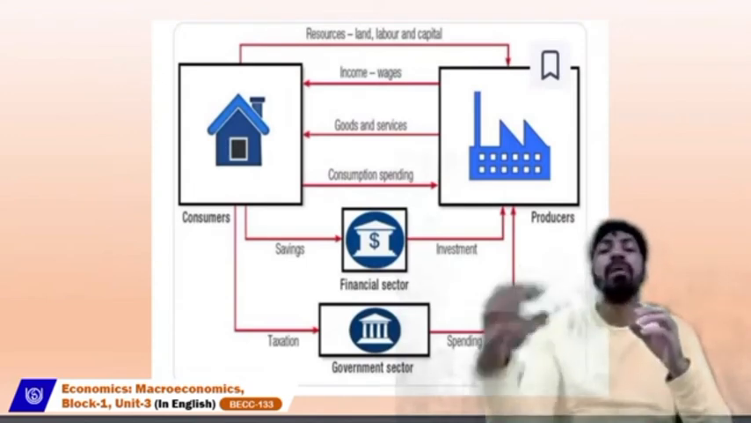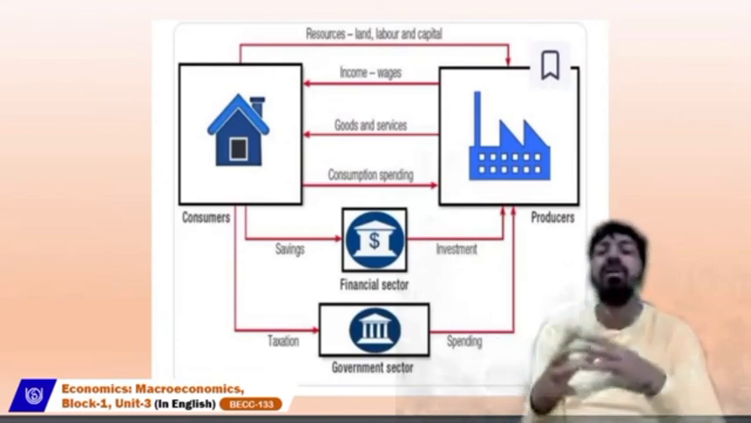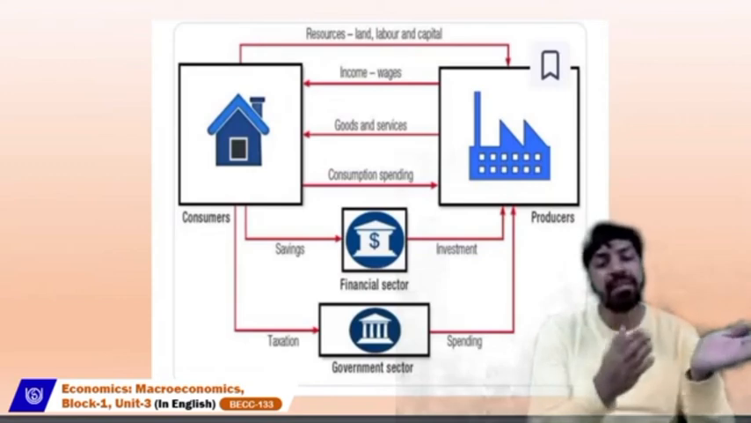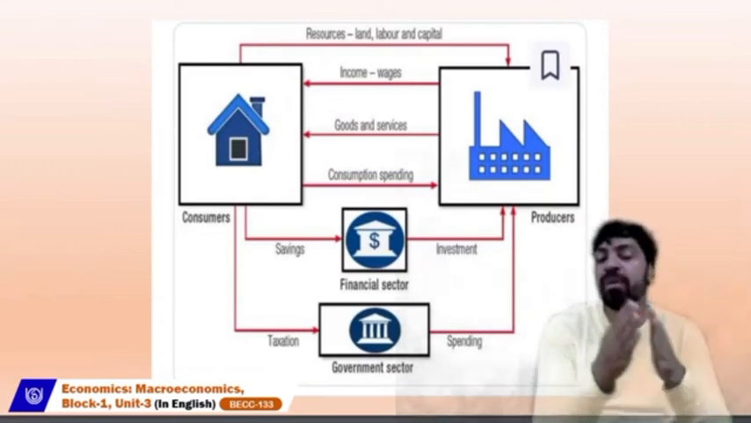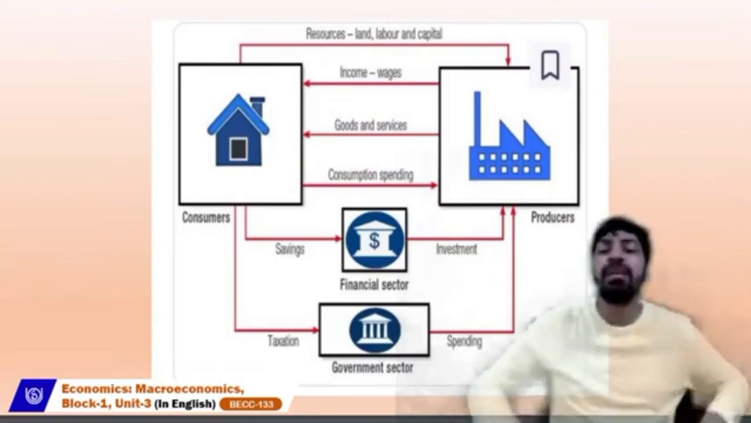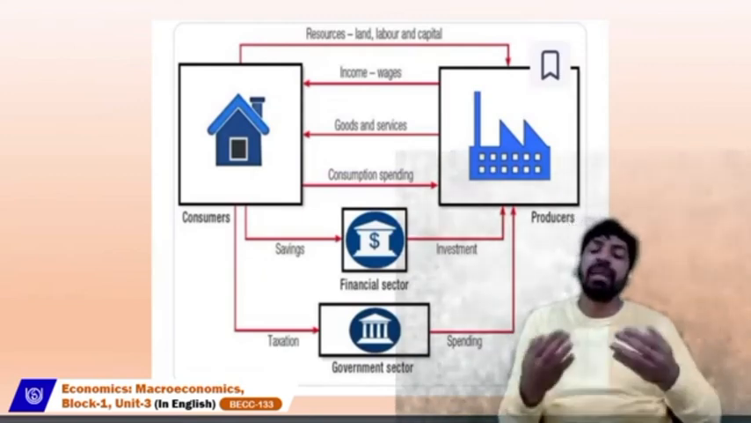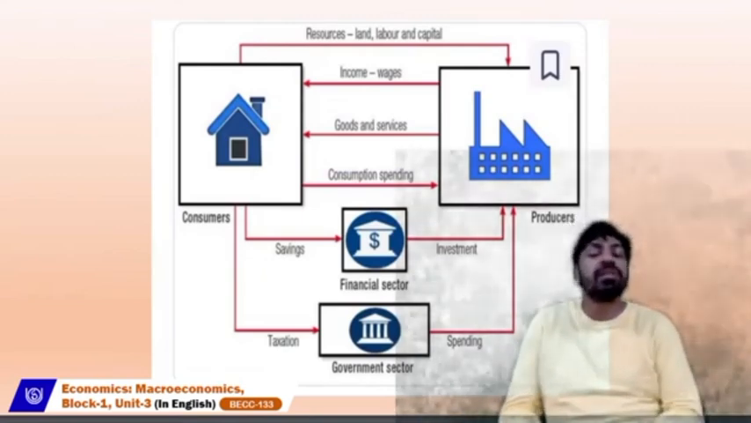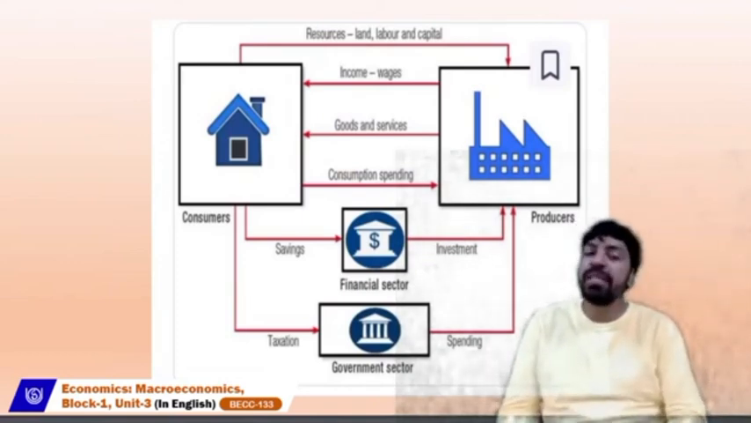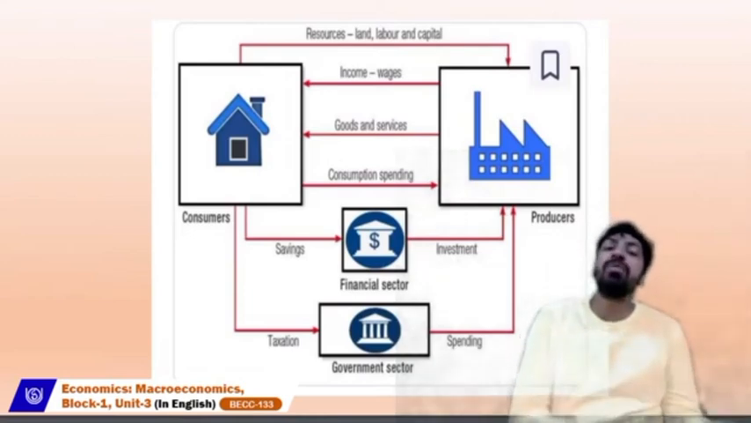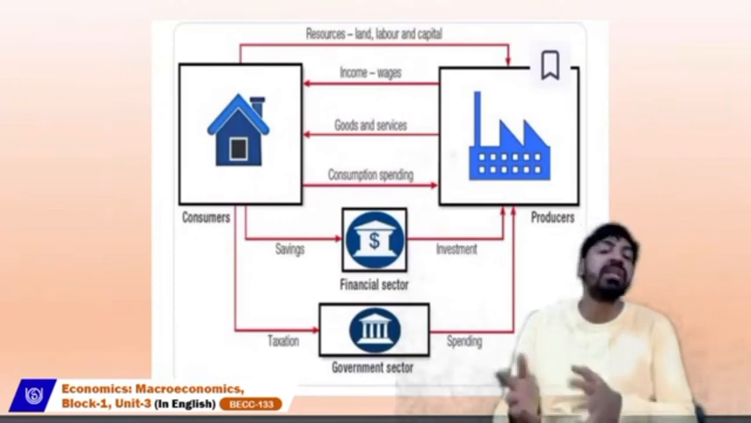But a new component has been added in the fourth model, that is the financial sector, which deals with savings and then investment. So what role does the financial sector play in this particular diagram? The consumers save their money in particular financial institutions. It could be a bank or any financial company that expects households to save money in its institution so that it can be used for further investment.